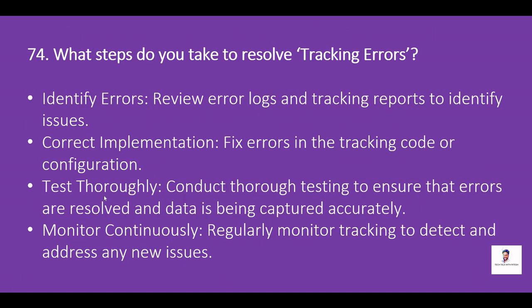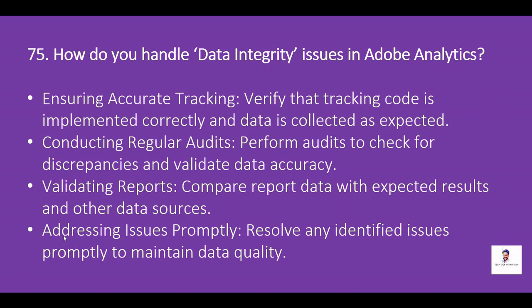What steps can we take to resolve tracking errors? Identify errors. Review error logs and tracking reports to identify the issues. Correct implementation. Fix errors in the tracking code or configuration. Maybe it's related to some script issue. Test thoroughly. Conduct thorough testing to ensure that errors are resolved and data is being captured accurately. Monitor continuously. Regularly monitor tracking to detect and address any new issues.